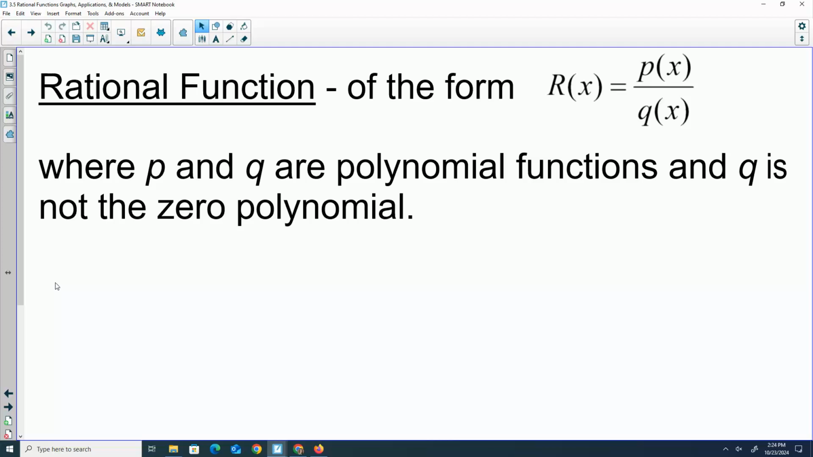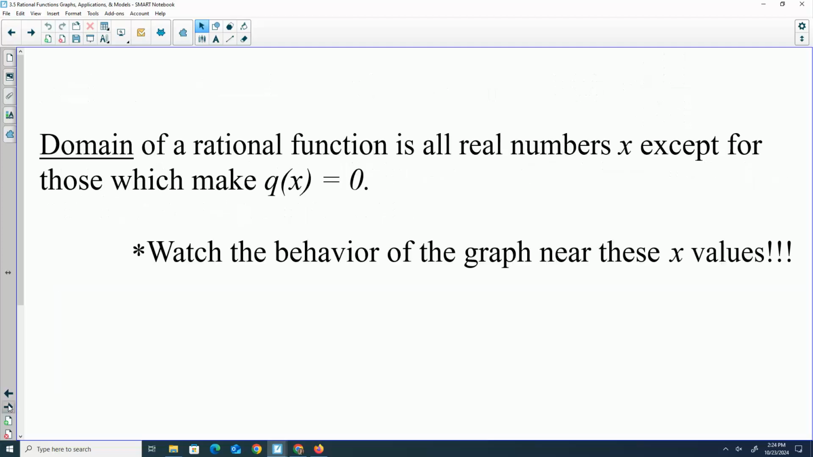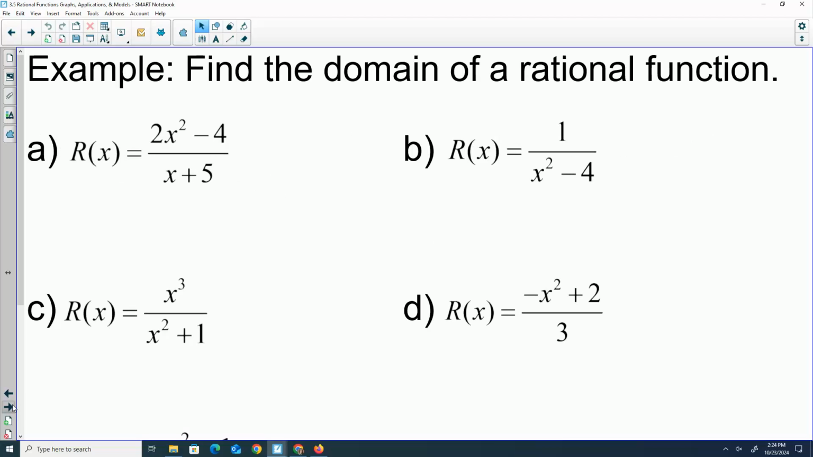When we're talking about rational functions, dividing things, we know that in a fraction, the denominator can't be 0. So if I'm looking at the domain of a rational function, it's just everything except what makes the denominator 0. And those numbers that make the denominator 0 are going to be the places where our graph does different things. So those are going to be the values that we really have to watch out for when we're graphing. So the first thing I want to do is just practice finding domains.